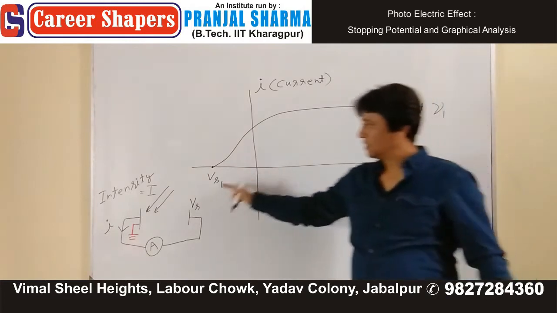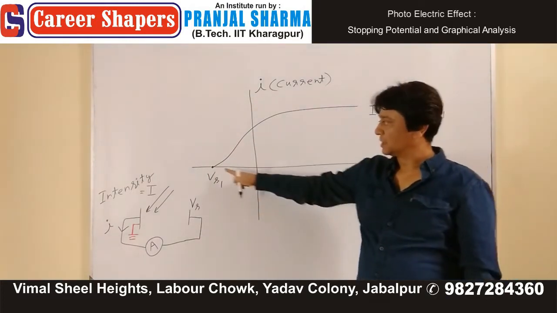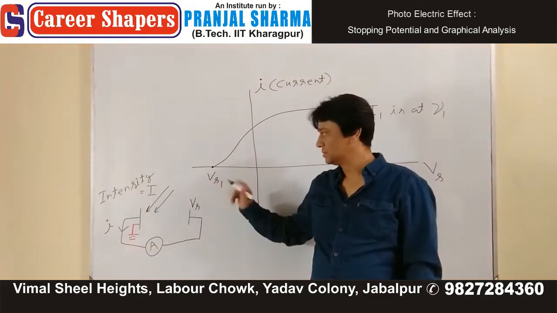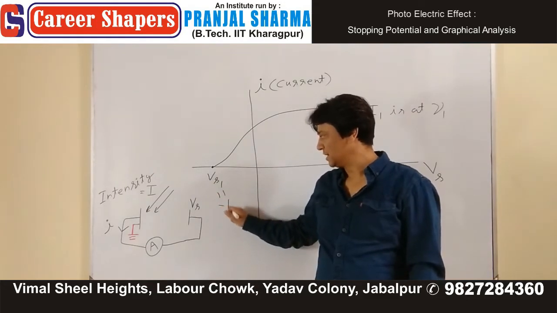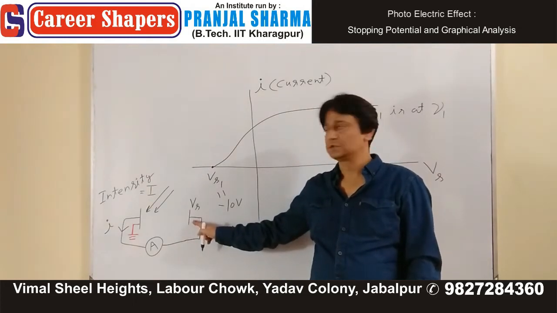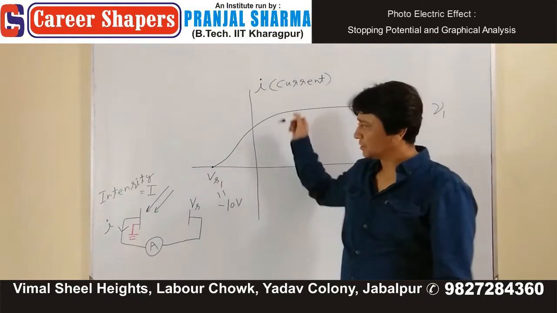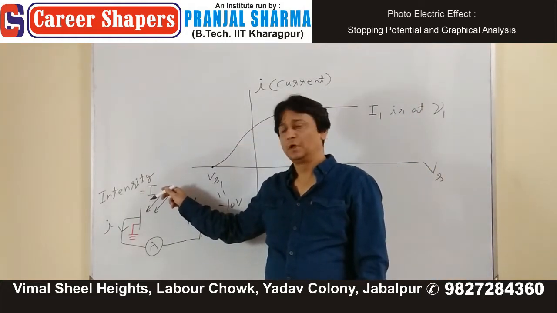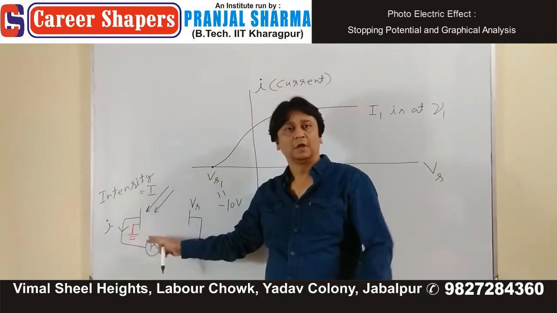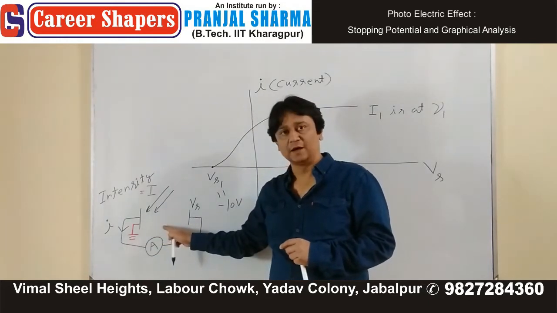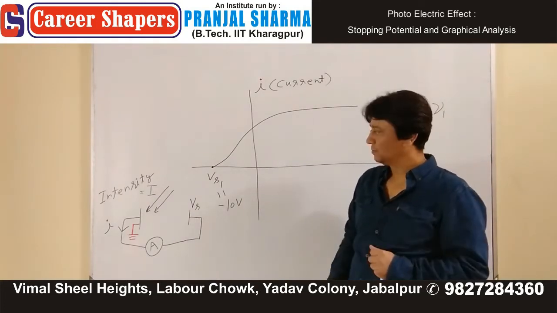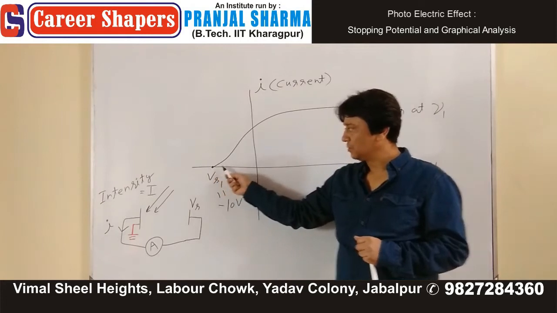Vs, I is 0. Suppose this is minus 10 volts. You can also use these numbers for your understanding. Let's say this is minus 10 volts. So when potential of this is minus 10 volts, what do you found that? Green photons, when they interact with the electron which is moving with maximum kinetic energy, can be stopped with a potential of minus 10 volts.